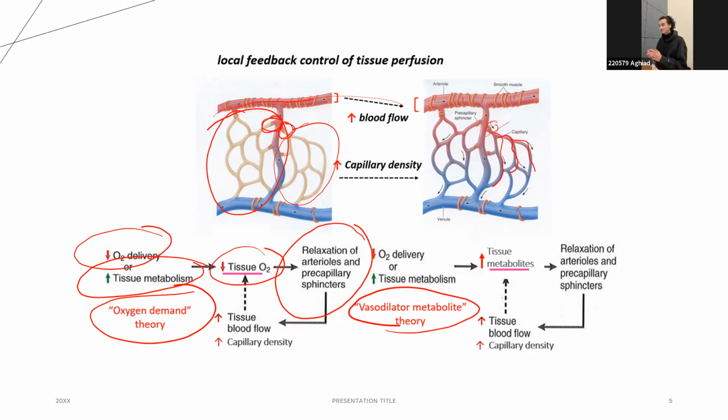Tamam? And here is the same idea, basically saying tissue metabolites increase, for example, H+, lactate, potassium. These all signify that metabolites are accumulating, all right? And that helps for vasodilation, more blood flow. Perfect? As you can see here, blood flow and capillary density increases.